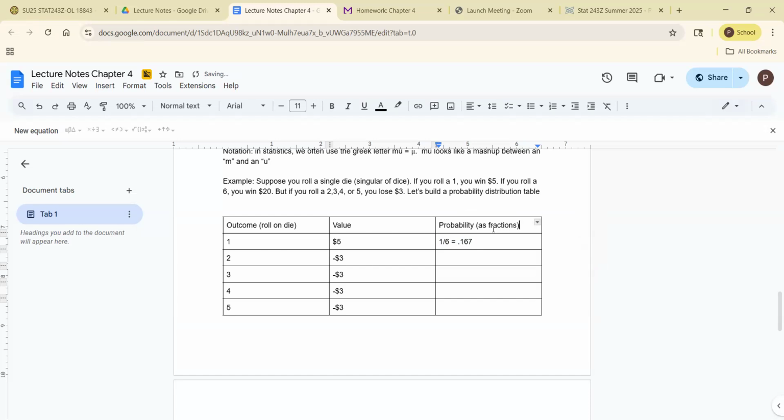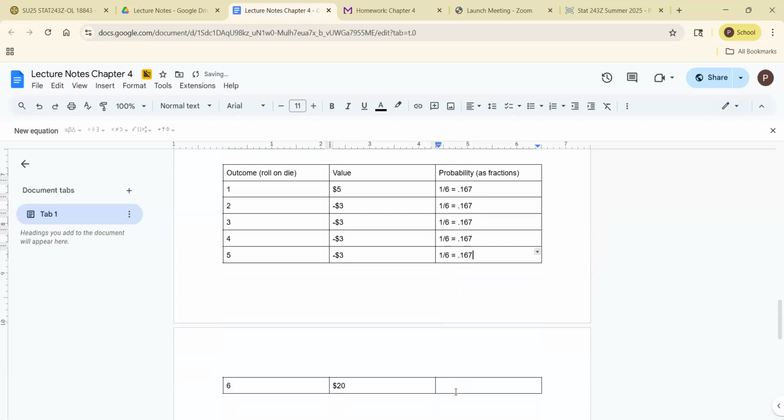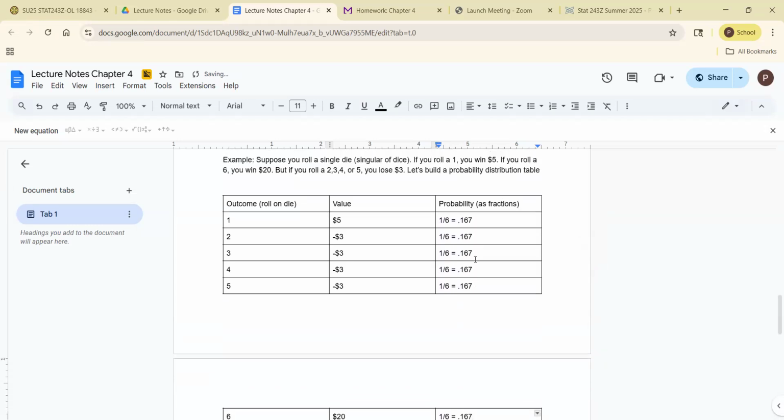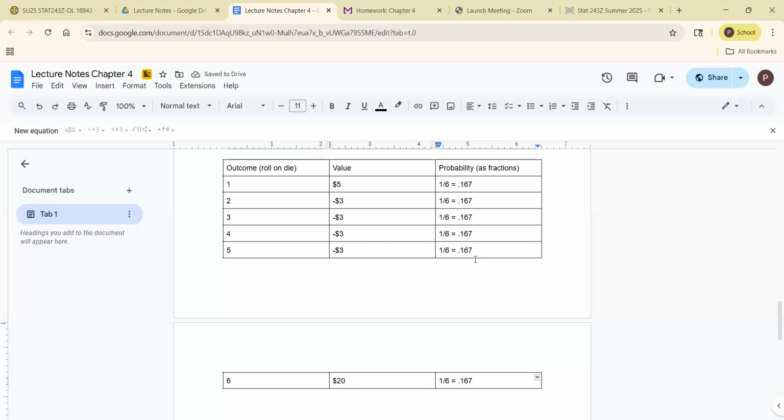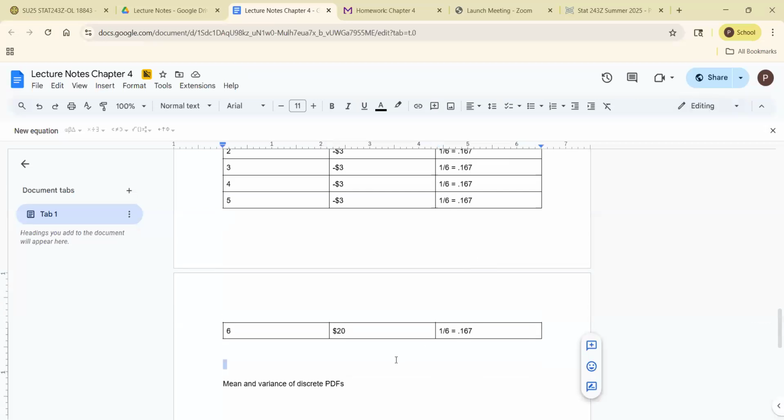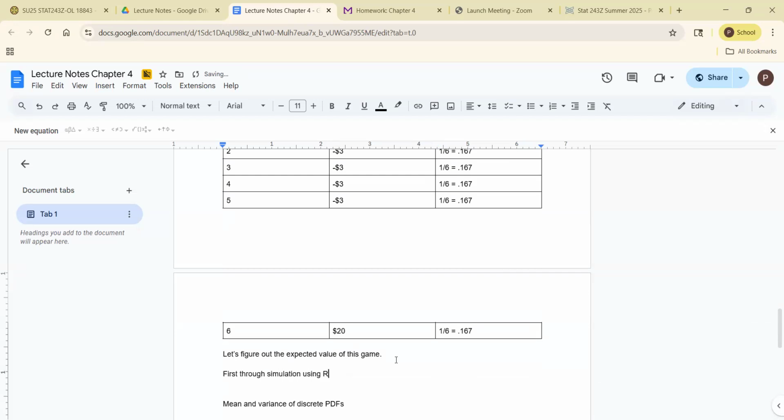Sometimes we use probabilities as fractions instead of as decimals. We almost never write them as percentages, although we might talk about them as percentages. So let's figure out the expected value of this game. First, I'm going to do this through simulation using R.